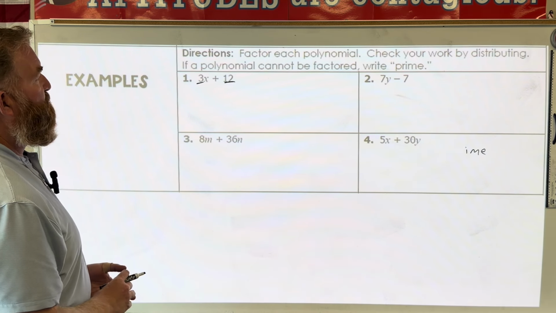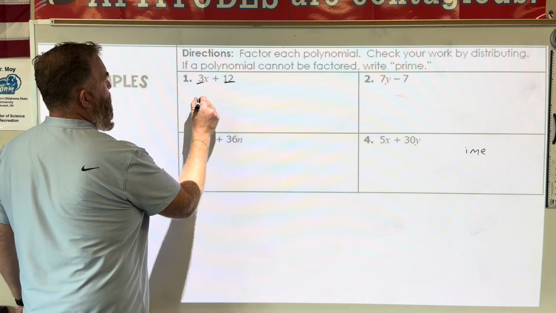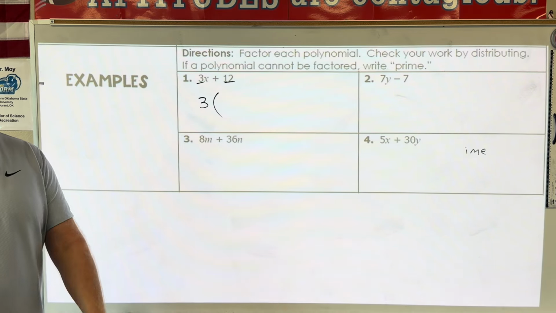We are going to factor each polynomial and check your work by distributing. All right, so here we go. We're going to take this 3, and I'm going to bring it out. You guys with me on this? I'm bringing the 3 out.